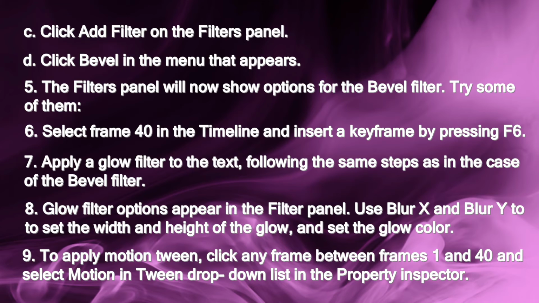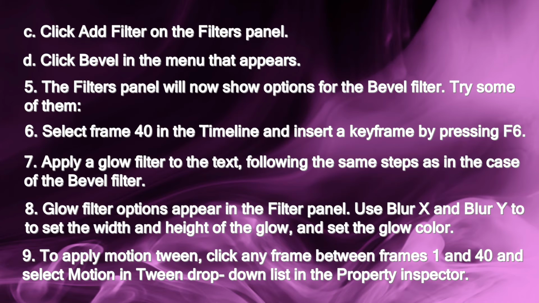Apply a glow filter to the text, following the same steps as in the case of the bevel filter. Glow filter options appear in the Filters panel using Blur X and Blur Y. Set the width and the height of the glow. Set the glow color. You can also change the settings for the bevel filter in the frame.